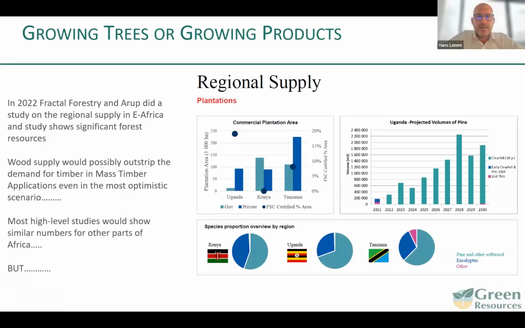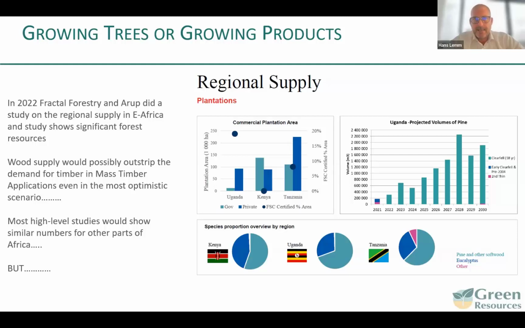I believe that there is actually significant forest resources across Africa. The question is, what are these forest resources grown for? Just as an example, in 2022, Fractal Forestry and Arup did a regional supply study in East Africa. The study showed that there is, in theory, more forest and wood flow available in East Africa than there would be even under a very positive scenario of mass timber development.